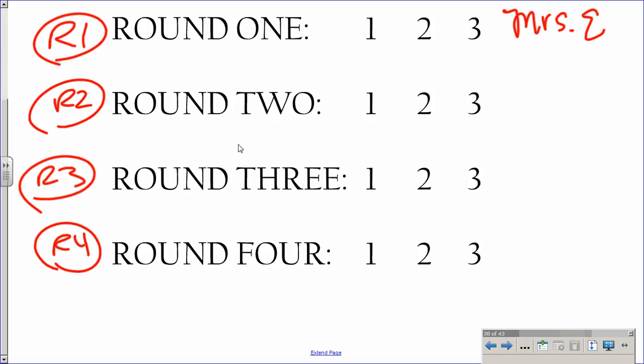Alright, attention, 5, 4, 3, 2, 1. Silencio, por favor. Okay, this is your scorecard. We're going to go through probably 4 rounds, maybe 5 rounds. It depends on how awesome we are. Just put R1 through R4. That means round 1 through 4. This is your scorecard, and I'll explain the score as we go.